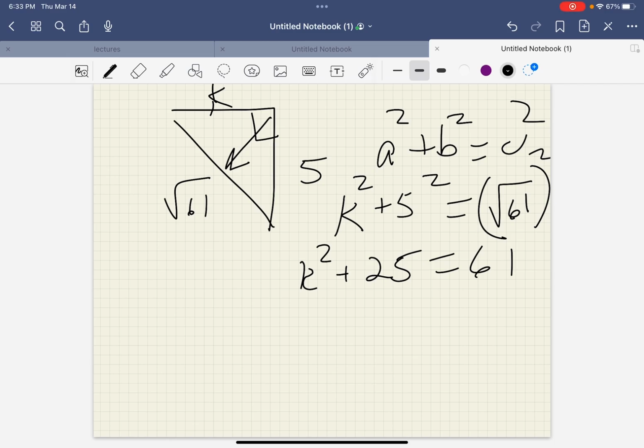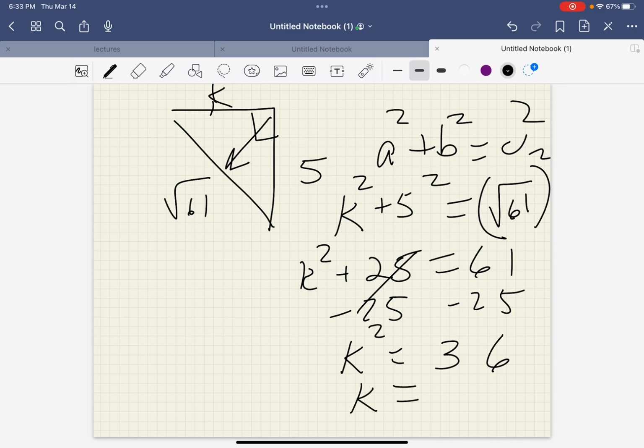And what are we going to get? Subtract 25. So K squared is equal to 61 minus 25, which is 36. So K is equal to 6. All right. Okay.